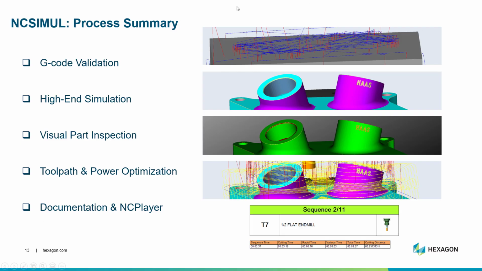And this is the full process in summary. Today we're going to be focusing on the first 3 bullet points, which I just went through: the G-code validation, the simulation, and the part inspection. But just to let you know, for a future webinar, or if you need some more info about these specifically, we do offer toolpath and power optimization.